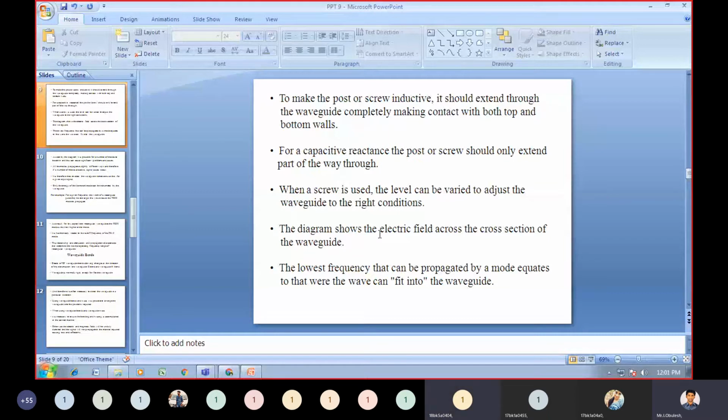The diagram shows the electric field across the cross section of the waveguide. The lowest frequency that can be propagated by a mode is equal to that where the wave can fit into the waveguide. It means that if you propagate low frequency signals, the wave must be able to fit into the waveguide.